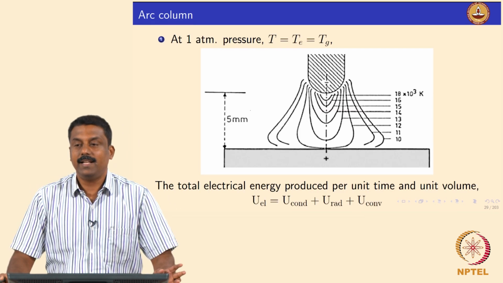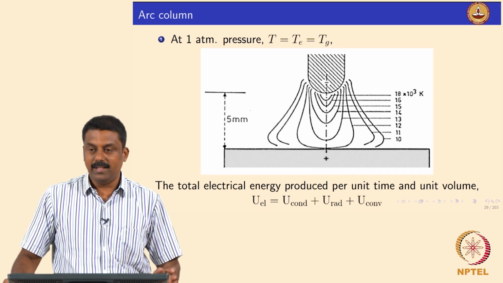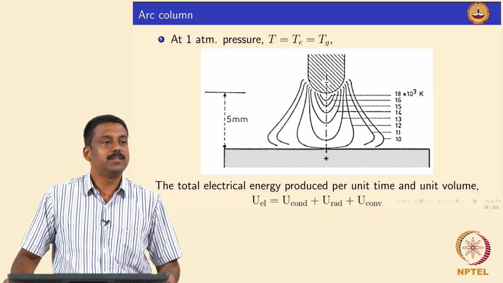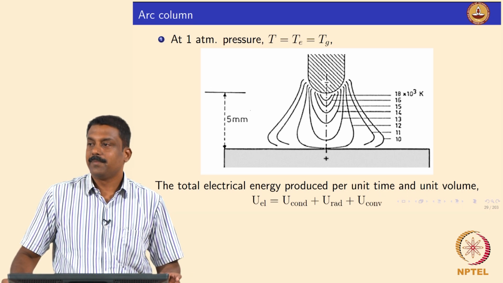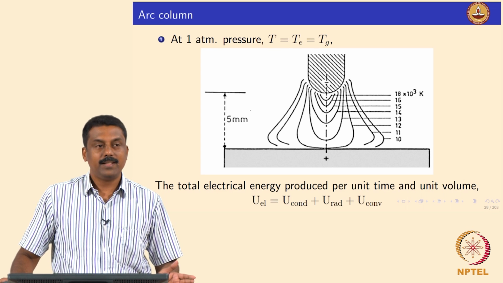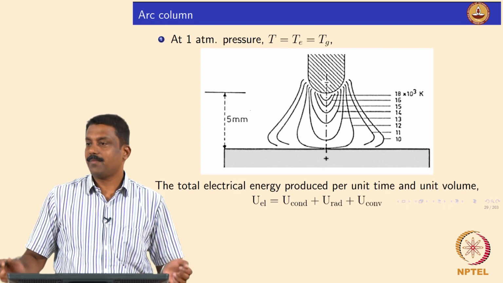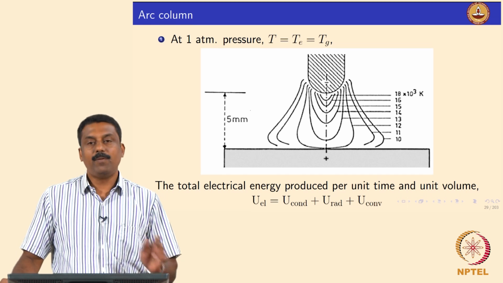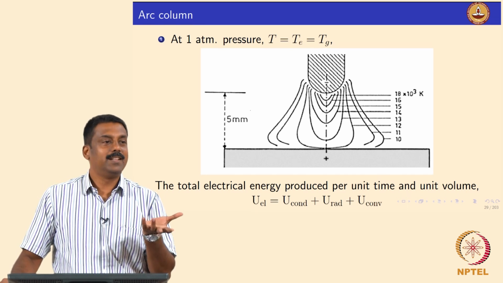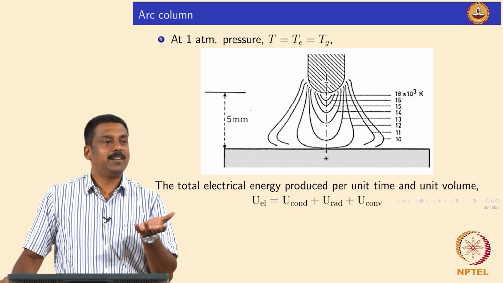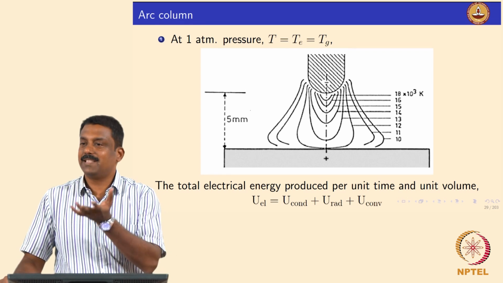So when you say that there is energy created in the system by the collisions of the ions and electrons, obviously that energy has to be consumed, isn't it? So suppose you want to calculate how much energy is generated, we can calculate that by looking at how this energy is spent.